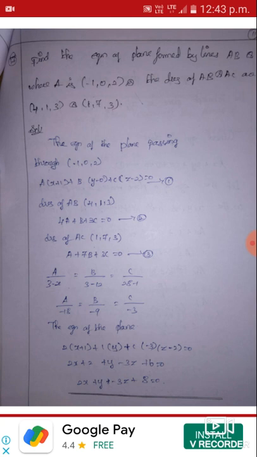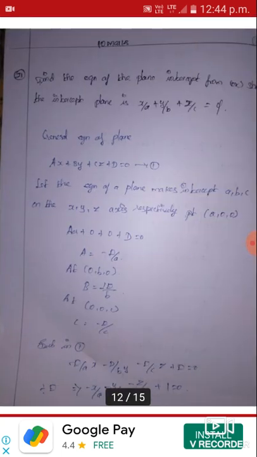Then the direction ratios are 4, 1, 3, which means 4a plus b plus 3c equal to 0. Then we get a value equal to 18, b value equal to 9, c value equal to minus 3. If we substitute in the equation of the plane, we get the answer, that is 2x plus y plus 3z plus 8 equal to 0.